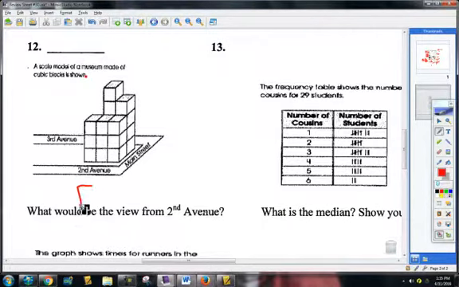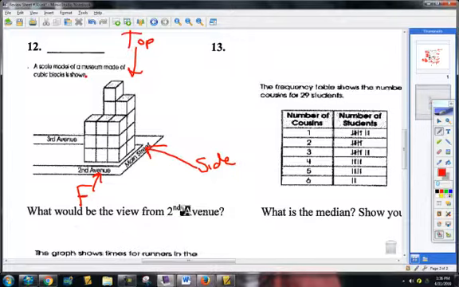So this would be the front view. This would be the side view. And then, of course, you'd have a top view, that you could look down. You just got to think about it. If you're from 2nd Avenue, what would you see? You know what I mean? Like if you like this one. I'll give you a prime example.